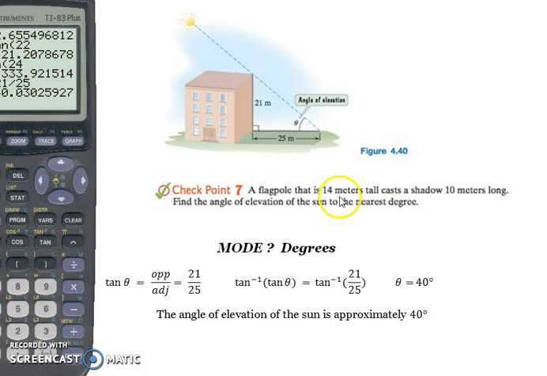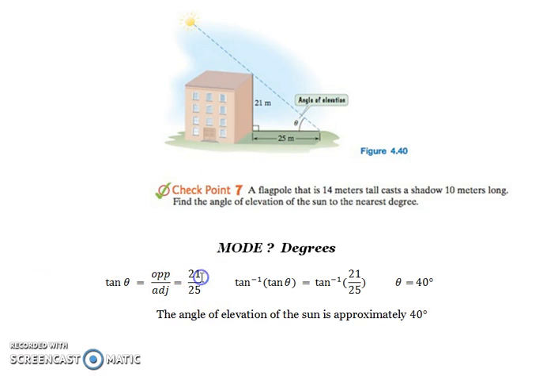checkpoint 7, flagpole is 14 tall and a shadow 10 meters. So it's basically the same picture, only this would be the flagpole and that's 14. The shadow is 10. So we're looking for the angle of elevation. So again, we're going to use the tangent, which I don't know why I did this. I copied the other one instead of putting the new one in here. So it's 14 and casts a shadow of 10.